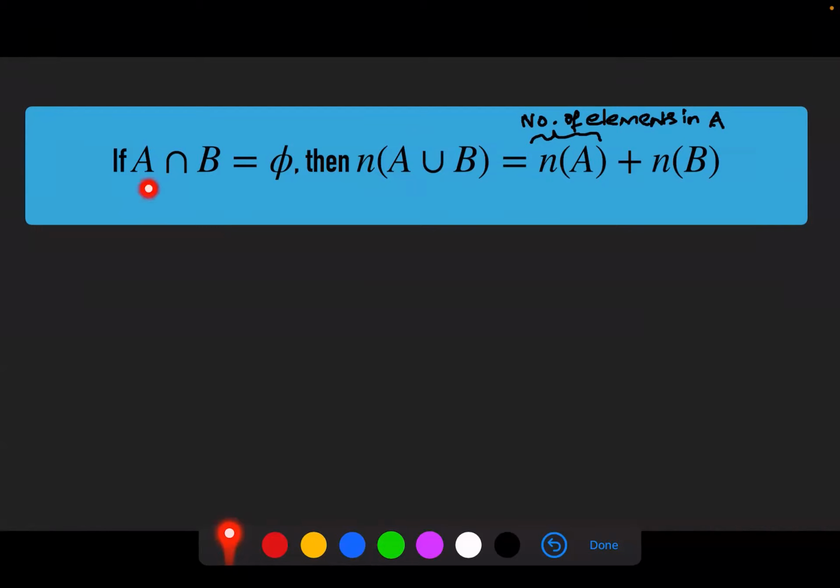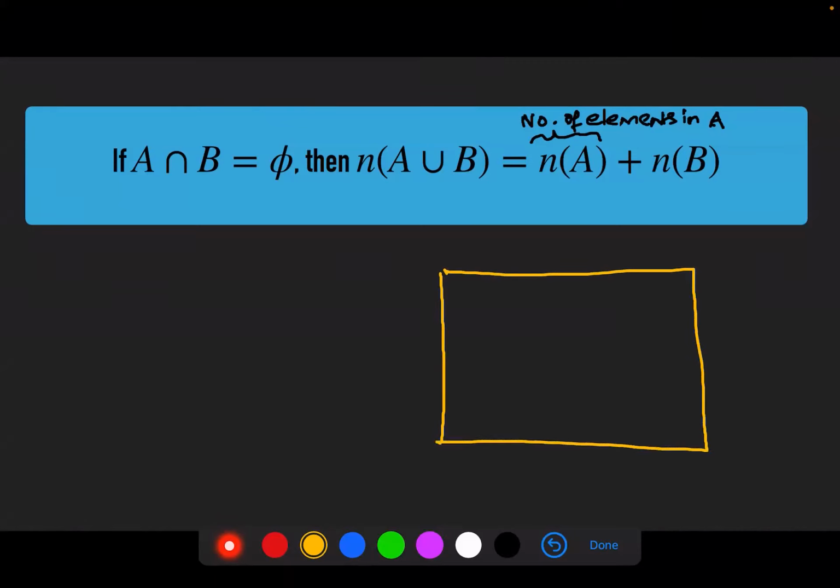Now, if A intersection B is the empty set, what does it mean? That means there are no common elements. If there are no common elements, how do I represent this in a Venn diagram? This is my universal set. I'll have a circle to represent A, and a circle to represent B. Now there is nothing common in them, right? Now, can I say A union B will include both, right?